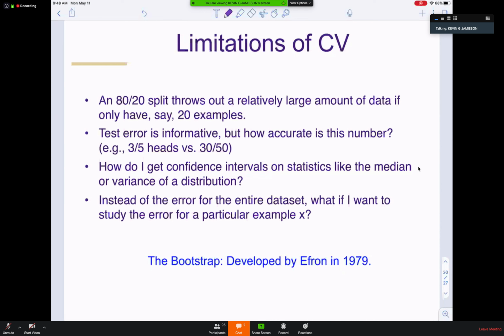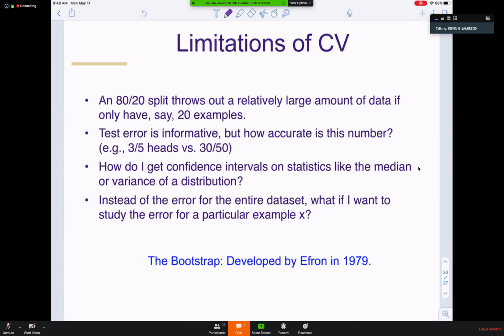Can you even? Is that going to be a tight confidence interval? No, it's not. It's going to be really bad. How do I build confidence intervals on statistics? And that's basically what the Bootstrap is designed for.